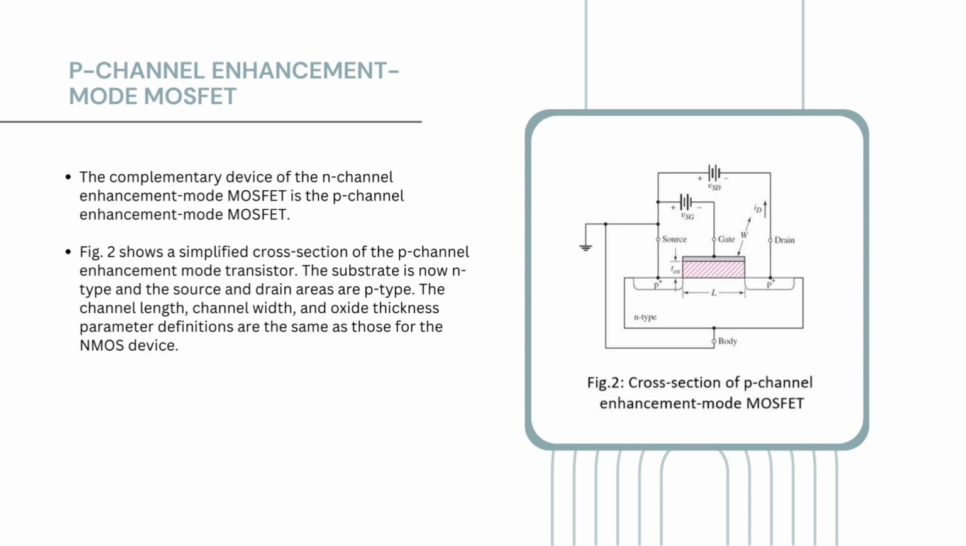Here we can see the cross section for a p-channel enhancement mode MOSFET, and we can see the body is of n-type and the source and drain terminals are of p-type now. So, let us discuss the basic transistor operation of a p-channel enhancement mode MOSFET.